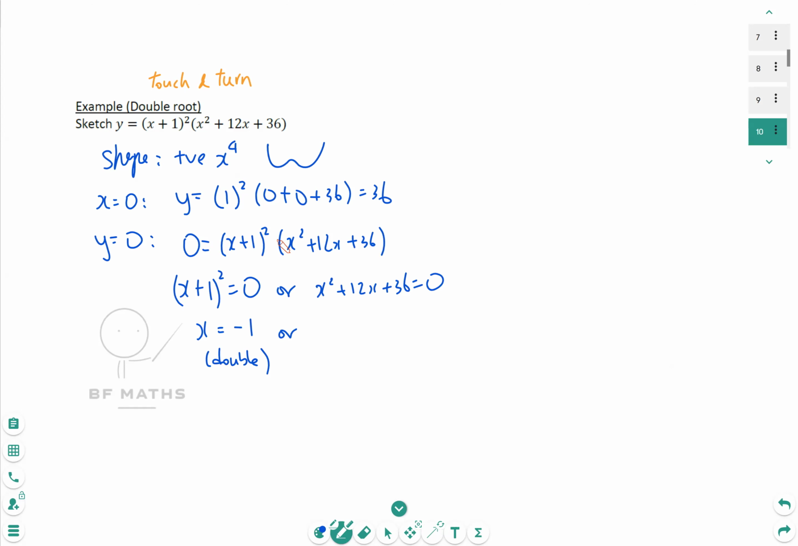Again, remember, you do not get any marks for showing how to solve it. So in here, I'm good. Just write it down actually. x equals minus 6. Actually, this is another double root. So double root means touch and turn. So this is how we draw the graph.